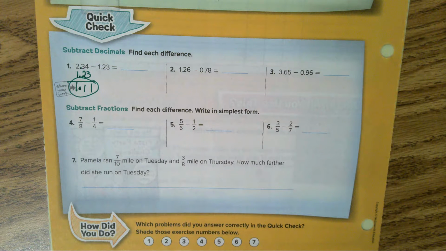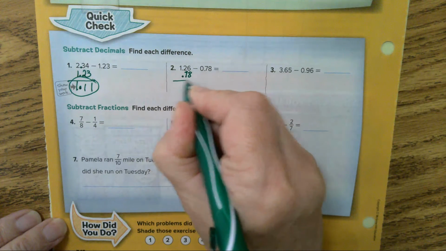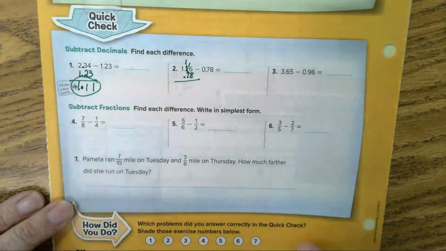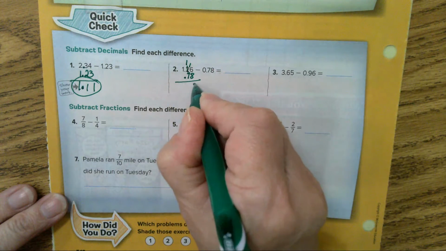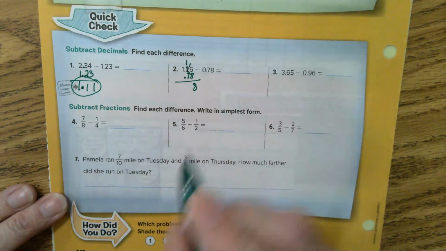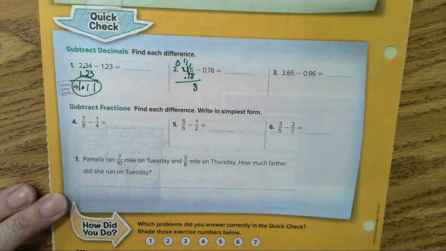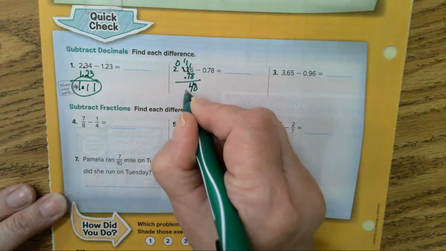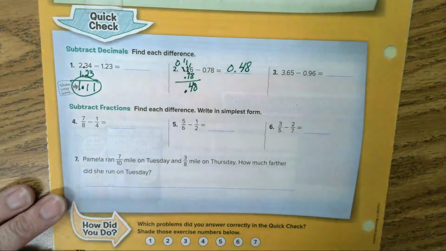And let's go on to the next problem. Line your decimal points up. 6 won't subtract 8. I borrow from the 2, it turns into a 1. And that's a 16. Minus 8 is 8. 1 will not subtract 7. I borrow from this one, it turns into a 0, so that can be an 11. 11 minus 7 is 4. Decimal point, 0 and 48 hundredths. Everyone is good with that?